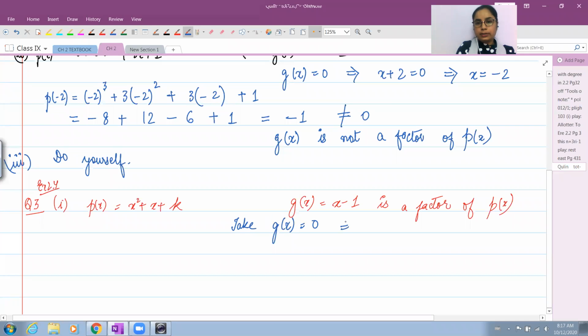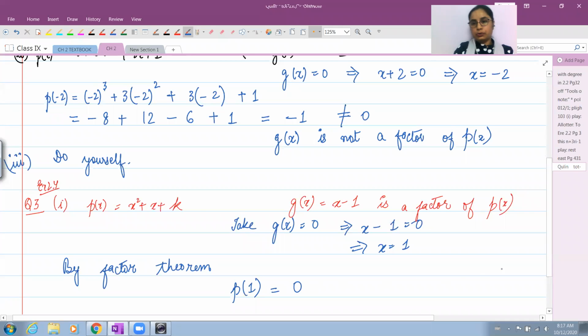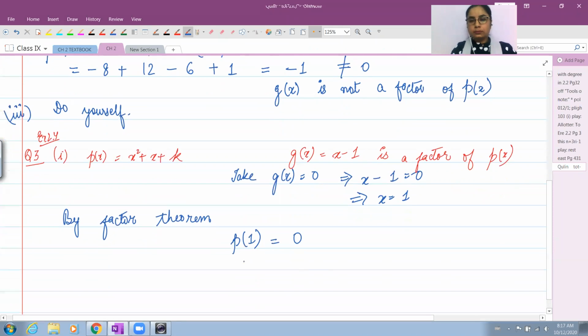So the first step is to take g(x) equals to 0 and from there find x. And then by the factor theorem, P(1) should be equal to 0. So use the value of x as 1 in the polynomial and write it equals to 0, and you should be able to find out what k is. This is how you have to do these questions.